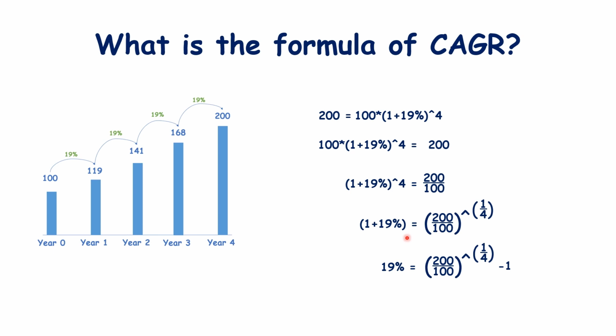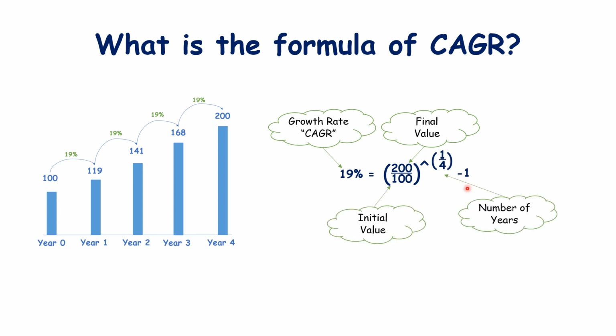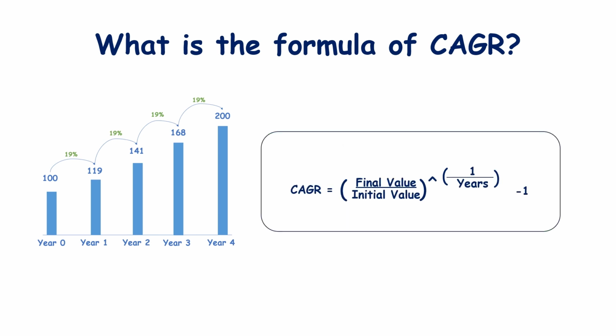Let's focus on this equation. So 19% is our CAGR, 200 is our final value, 100 is our initial value and 4 is our number of years. If we want to create a generic formula out of this, it will look something like this. CAGR is equal to final value divided by initial value raised to the power of 1 divided by number of years, minus 1.